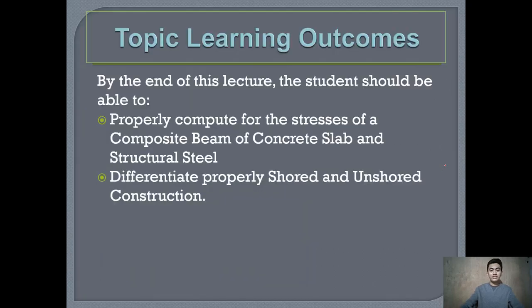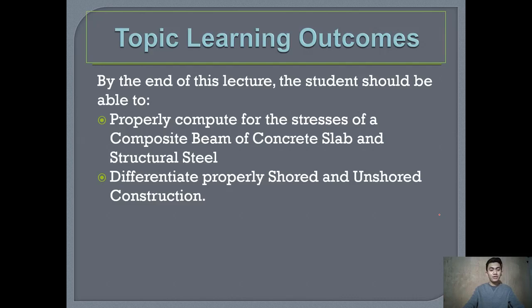For this discussion, I have listed here 2 topic learning outcomes. By the end of this lecture, the student should be able to properly compute the stresses of a composite beam of concrete slab and structural steel, and differentiate properly shored and unshored construction. The second topic learning outcome would be our discussion for today.